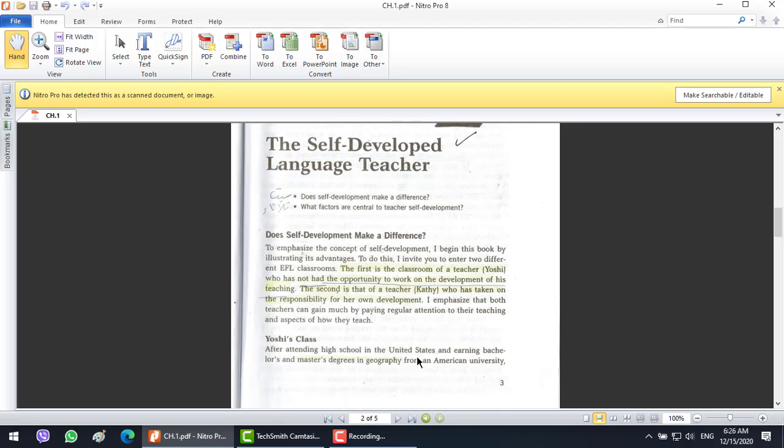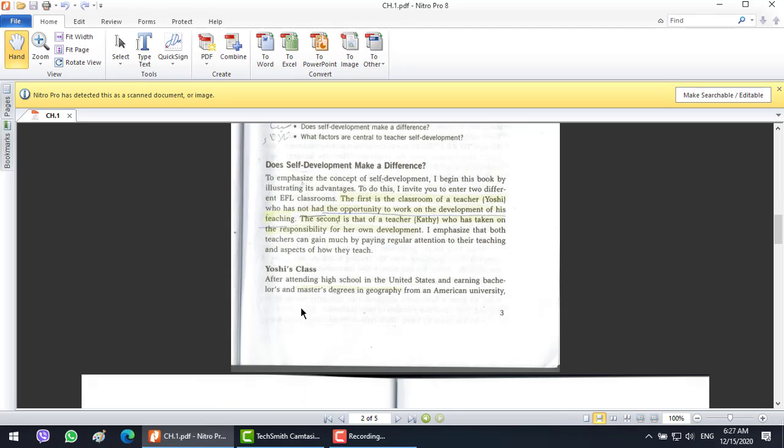So we have two classes. The first is the classroom of a teacher, Yoshi, who has not had the opportunity to work on the development of his teaching, and the second is that of a teacher, Cathy, who has taken on the responsibility for her own development. If you go to the Yoshi class, you will find that he graduated in geography.